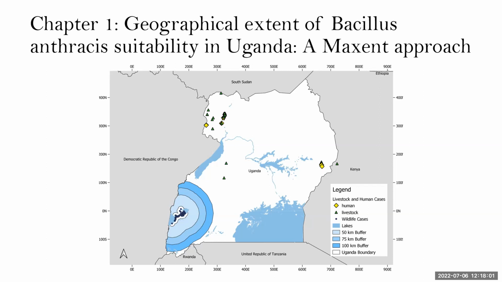The human and livestock data were recorded 8 years after the wildlife data. This is because data collection in Uganda before 2018 was not very systematic. So human and livestock data were recorded 8 years after wildlife data and were therefore temporally distinct from the wildlife data. And these were withheld from model calibration and used to evaluate the final model.